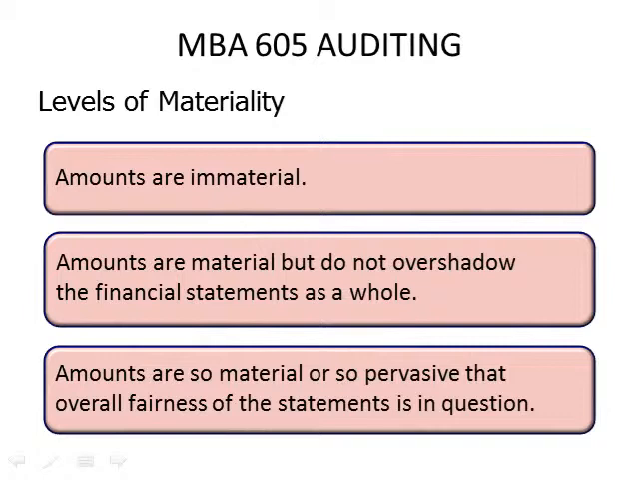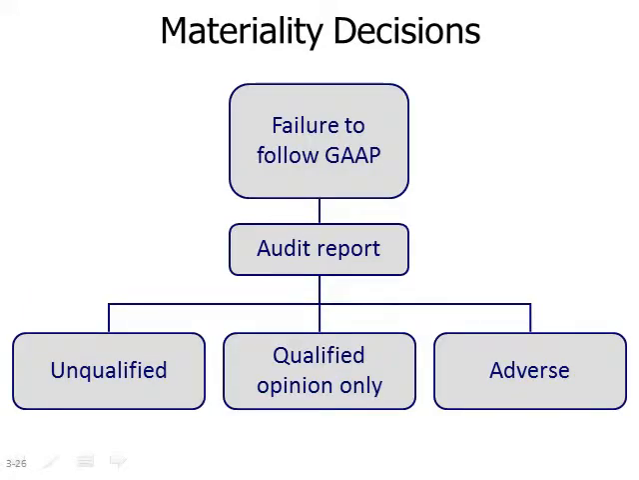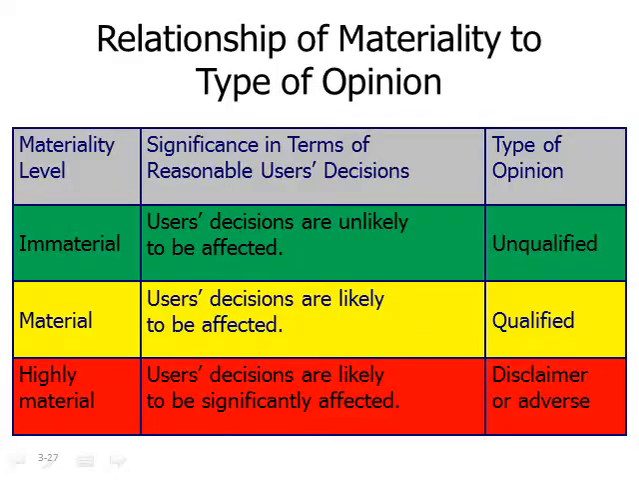qualified opinion. And then the next step is that the amounts are so material or so pervasive that the overall fairness of the statements is in question. Obviously, when that's the case, we have grounds for a qualified opinion. Materiality decisions include failure to follow GAAP, which impacts the audit report and which may then result in an unqualified opinion, if not material, a qualified opinion only, or an adverse opinion.